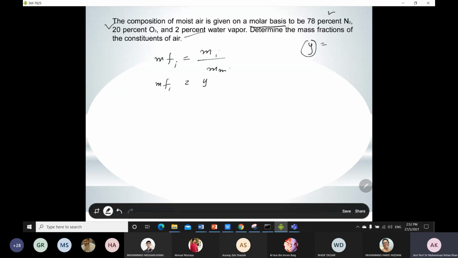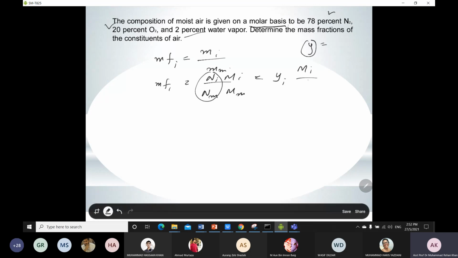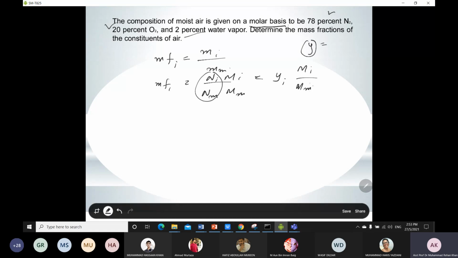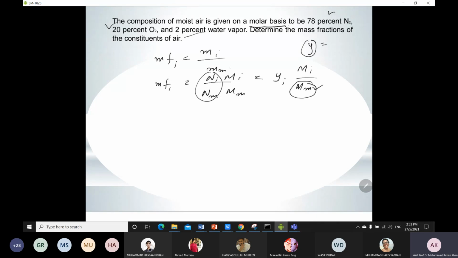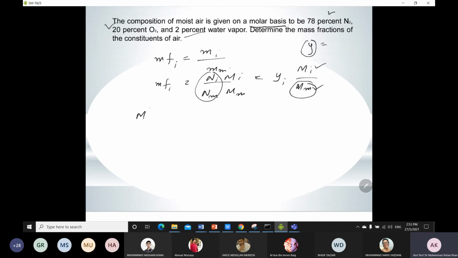So from here we can say it is Ni over Mi, the number of moles of the individual component over the number of moles and molar mass of the mixture, and we replace this with Yi, which is the mole fraction of the individual component. The molar mass of an individual component we can easily get from the thermodynamic table, and the molar mass of the mixture we can also easily find out. So first, we find the molar mass of the mixture.